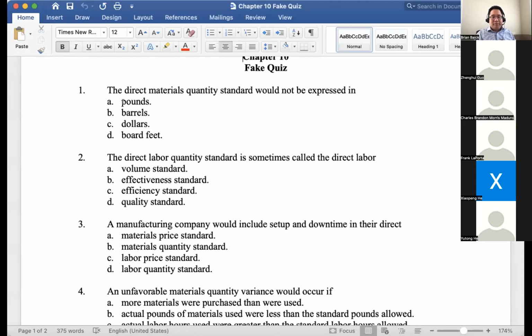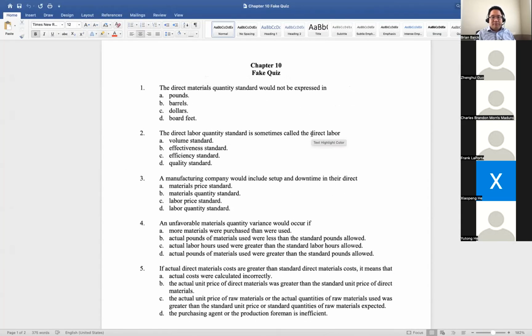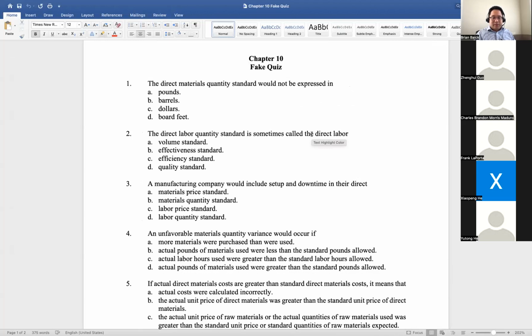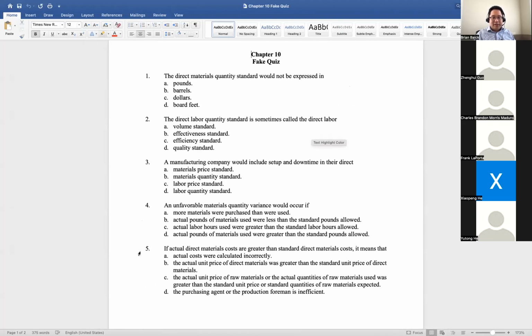Let's just do one problem, and then we'll head out. Somebody pick a question that you want to do. I know you didn't read all of them, but pick one, Madison. Which question do you want to do? 1, 2, 3, 4, or 5? Let's do number 1. All right, it says the direct material quantity variance standard would not be expressed in.